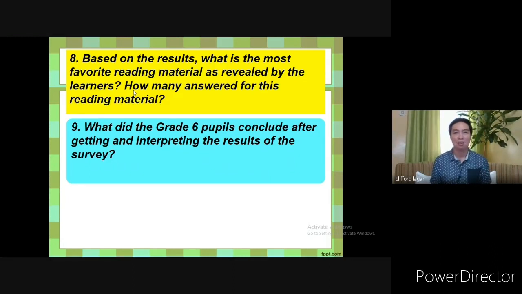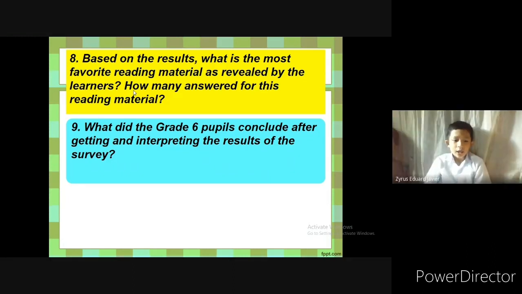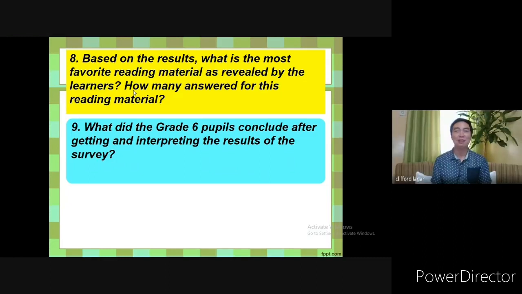Now, what did the grade 6 pupils conclude after getting and interpreting the results of the survey? Yes, Cyrus. They concluded that 63 learners out of 100 chose picture books as the blockbuster reading materials to be used during 3 o'clock reading habit. Okay, so they concluded that the picture books are the blockbuster materials that the learners would like to use during the 3 o'clock reading habit.